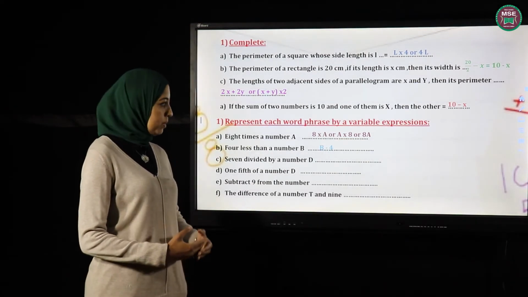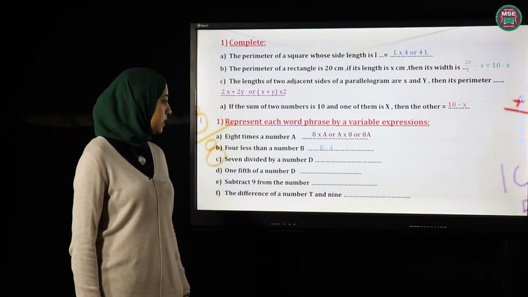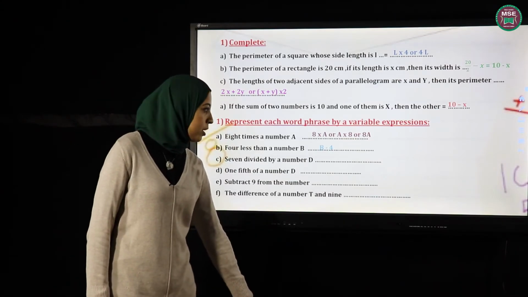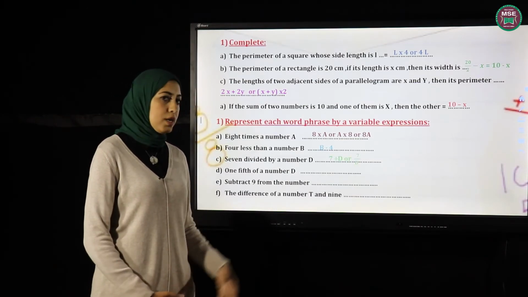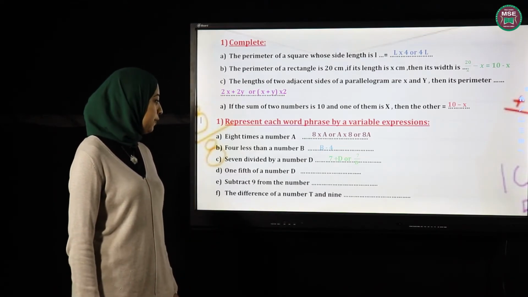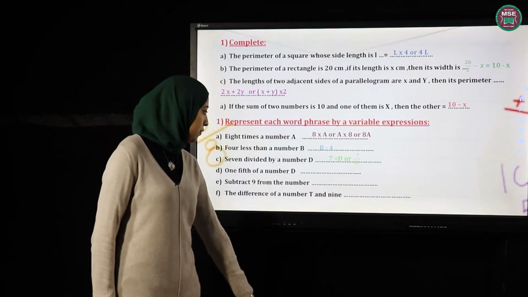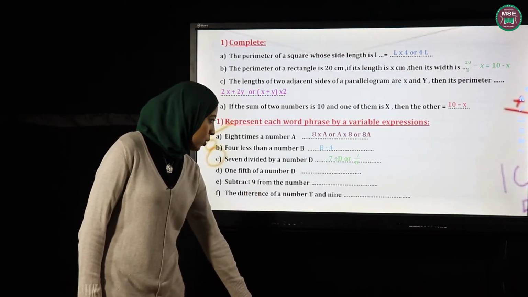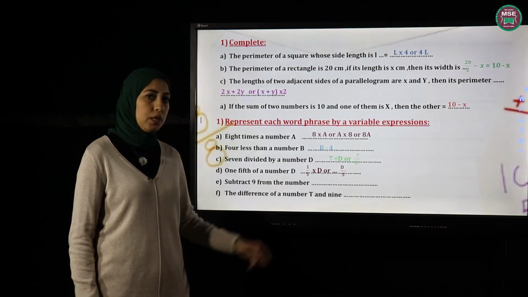It means B is the original number. Okay, I have to write B minus 4. Number C, 7 divided by a number D. You have to write 7 divided by D, or 7 over D. Number D, 1/5 of a number D. 1/5 means what? It's a fraction. It means 1 over 5. Of means times. Okay? So you will write 1 over 5 times D, or you can write it D over 5.